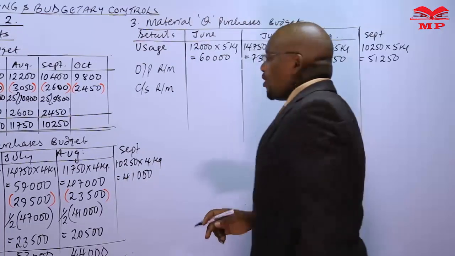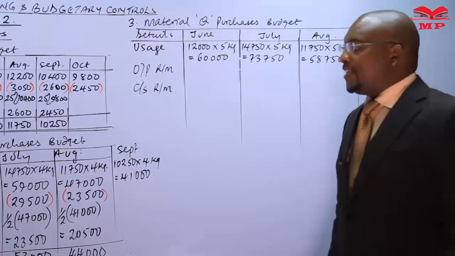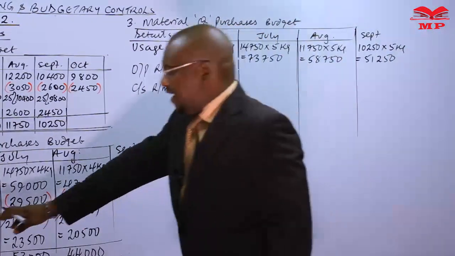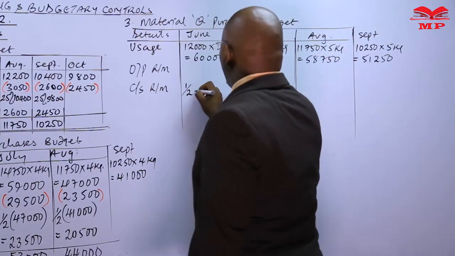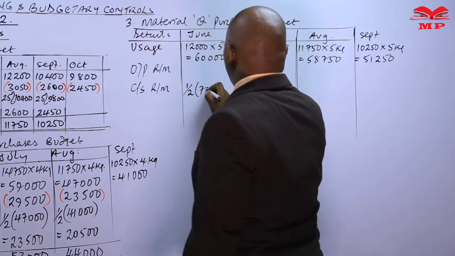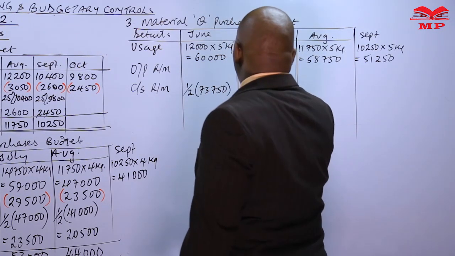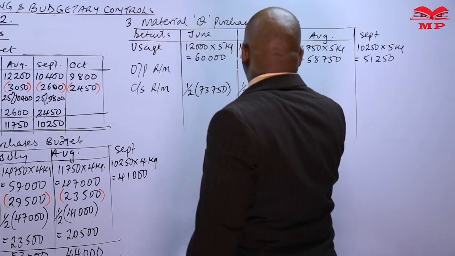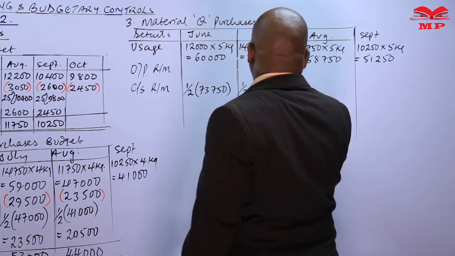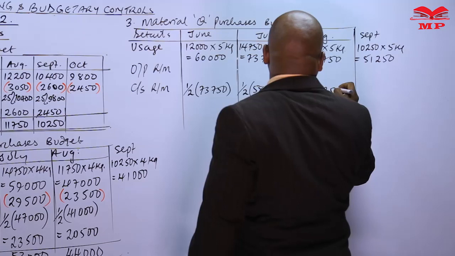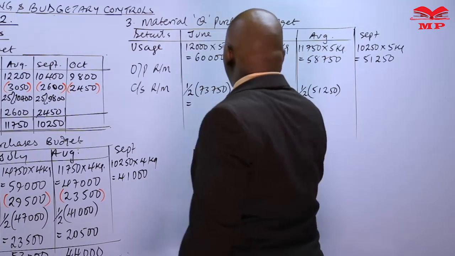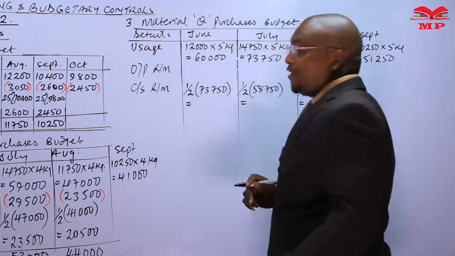And we are told that closing of raw material is going to be maintained to be half of the next month's usage. So this will be half of this 73,750, half of this 58,750, and half of this 51,250. So with that now we can get our closing inventory.